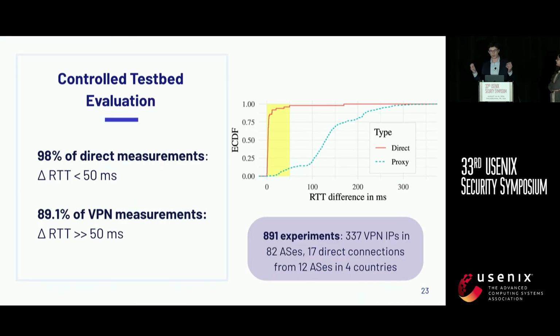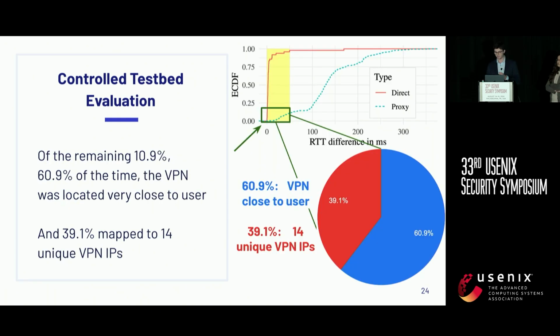So from our controlled testbed evaluation, we saw that in over 98% of direct measurements, the RTT difference is less than our threshold of 50 milliseconds. Whereas in almost 90% of the VPN measurements, the RTT difference is well over the 50 millisecond threshold.